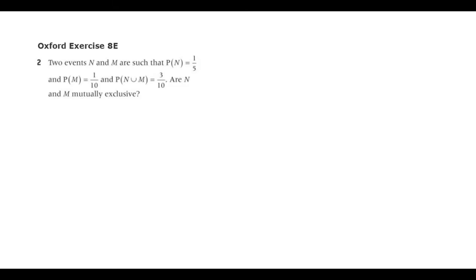So if you have mutually exclusive events, the probability of the intersection of those events is actually 0. So in this case, if we have mutually exclusive events, the probability of N and M must be 0, because the number of elements in the set N and M would have to be the null set or the empty set.